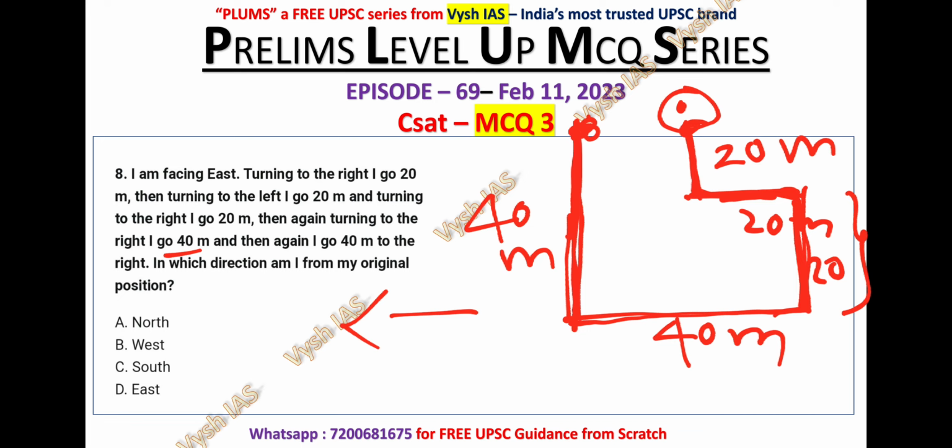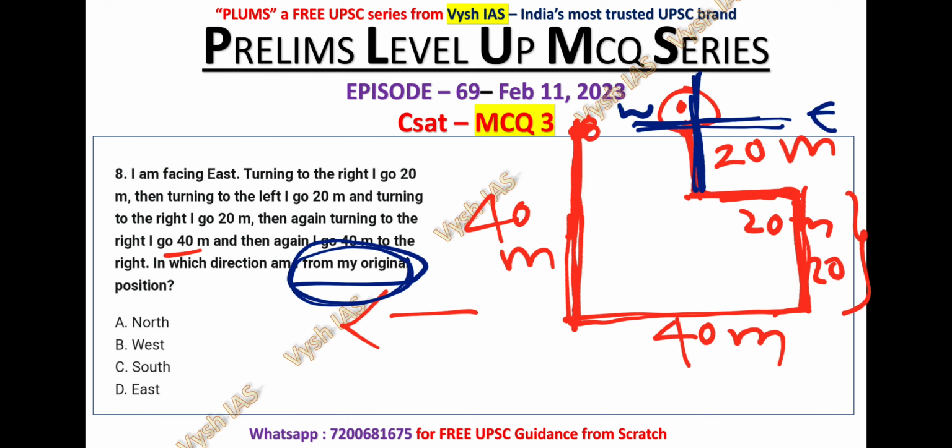So in which direction am I from my original position? For finding out this kind of direction question, we have to see from where. From my original position. So we have to draw the graph over here. Okay, this is east, this is west, this is north, this is south.